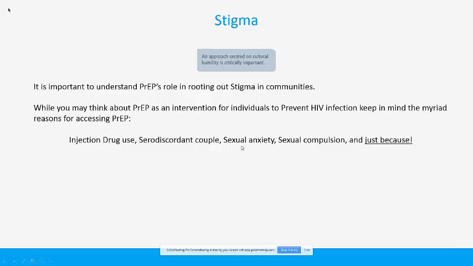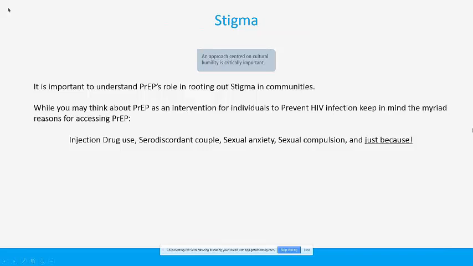Think about people that have sexual compulsion because of discrimination and bullying that exists in LGBT societies, sex worker societies maybe. And think about also people that just want to be on PrEP just because they want to see if that's something for them. And there should be a spot for each one of these people and whoever else thinks this is for them.